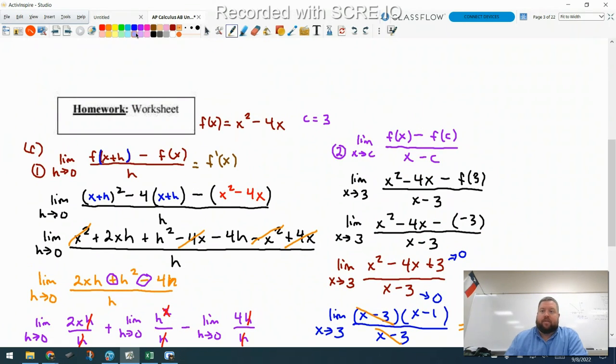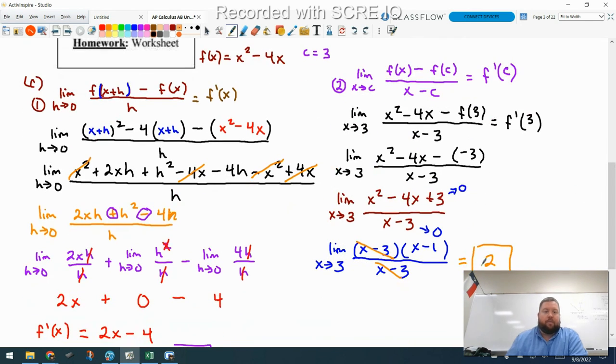Okay, so remember that this limit up here is equal to f prime of c. So when we rewrote it with our numbers plugged in, this limit is equal to f prime of 3. And so once we've worked it all out, that means our answer down here is equal to f prime of 3. Now I showed a couple extra steps that I wouldn't normally show.